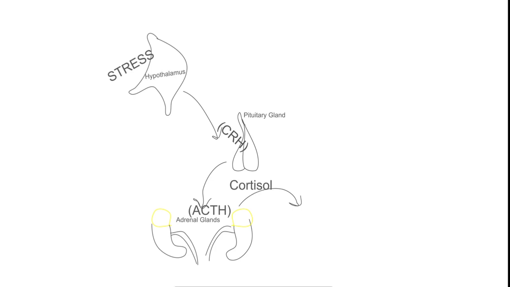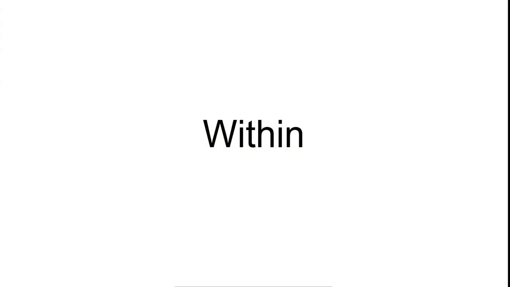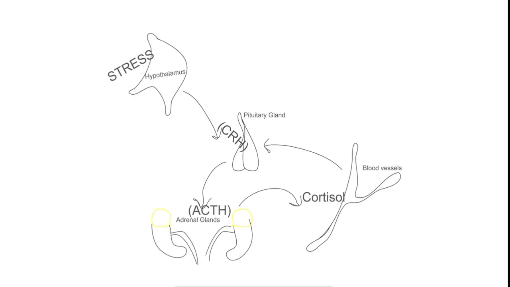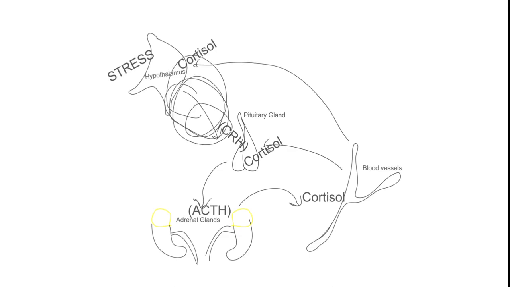cortisol, and cortisol travels via blood vessels across the entire body. And so, the cortisol gets into nearly every cell in the body, triggering a widespread stress response. Within this system also exists a negative feedback loop. And how this works is cortisol that was secreted all across the body also ends up in the pituitary gland and the hypothalamus, which, when taken in by the cells, signals to them to shut down production of their signaling hormones, effectively stopping signals to the adrenal cortex to produce cortisol.